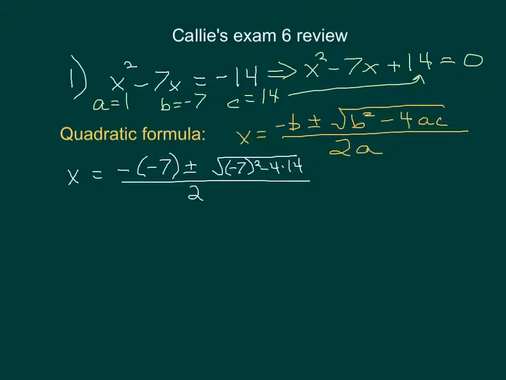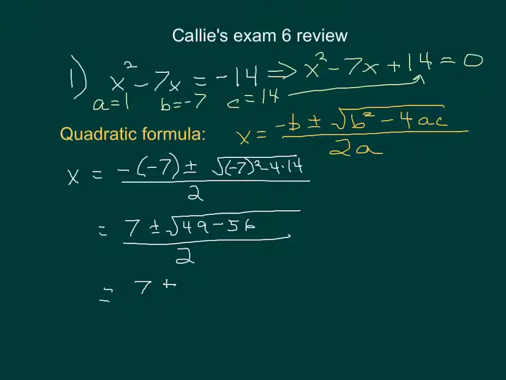Okay, and then when you figure out what is under the radical sign, first of all, your negative 7 becomes a positive 7. And then 7 squared is 49. 4 times 14 is 56, so you have 49 minus 56, over 2. And so that's going to give you 7 plus or minus the square root of 7, all of that over 2.